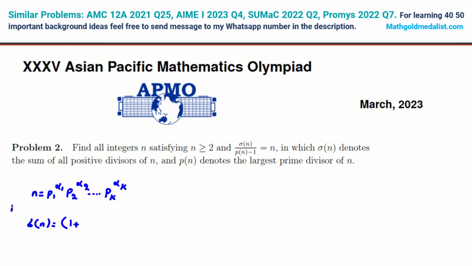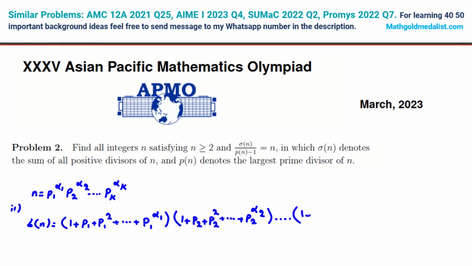It is equal to 1 plus p1 plus p1 squared up to p1 to the alpha 1, times 1 plus p2 plus p2 squared up to p2 to the alpha 2, and so on, up to 1 plus pk plus pk squared up to pk to the alpha k.